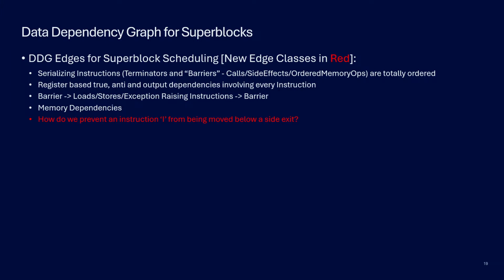Here R1 is defined and R1 is used here: sub R4, R1, R3. So if we move this instruction below this side exit, then what will happen? If this off trace path is taken, then R1 won't have the correct value, right? Because it is moved here. So what should we do for preventing this motion below this?